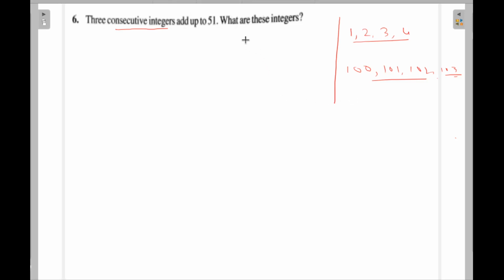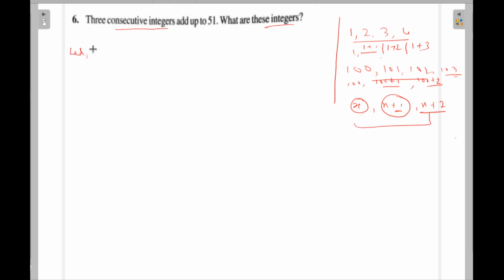As we don't know the integers, first we will write, say, the first number be x, and the next one be x plus 1. Say it is 1, so the next number is 1 plus 1, then 1 plus 2, then 1 plus 3. Here also it is 100, then 100 plus 1, then 100 plus 2. Similarly, if we take the first number as x, then the next one will be x plus 1 and the last one is x plus 2, as we are given only 3 consecutive integers.